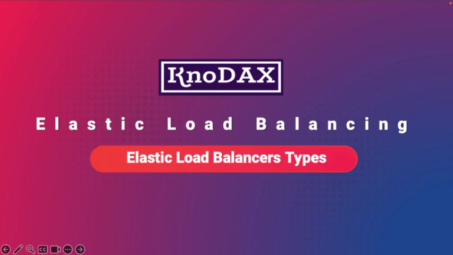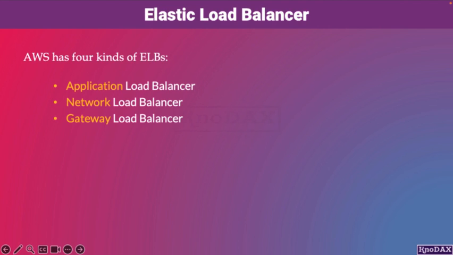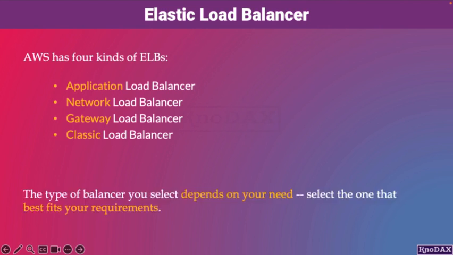Welcome back. In this video, we will talk about different types of elastic load balancers, or ELBs. Amazon Web Services has 4 kinds of ELBs: Application Load Balancer, Network Load Balancer, Gateway Load Balancer, and Classic Load Balancer. The type of ELB you select depends on your need. Select the one that best fits your requirements. Let's look into each of them in brief.